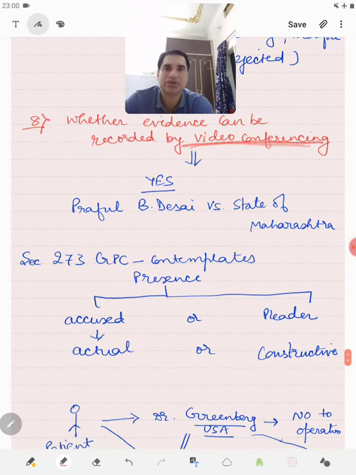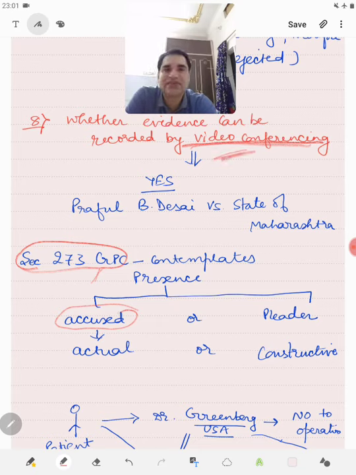Then, whether evidence can be recorded by video conferencing. Friends, this is a very important question because section 273 of CrPC says that evidence should be recorded in the presence of the accused. Now, in video conferencing, it was contended that as the accused is not in the presence of the court, how can evidence be recorded through video conferencing? Because the witness is not in front of the accused. So the evidence is being recorded in absence of the accused, and it is a violation of section 273 of CrPC.